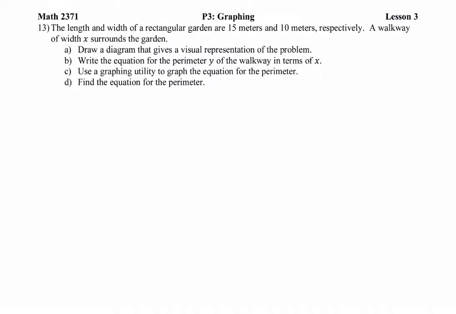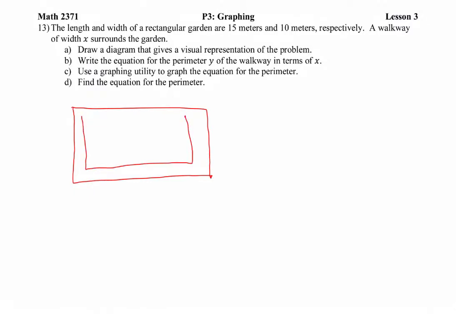So, the length and width of a rectangular garden are 15 meters by 10 meters respectively. A walkway of width x surrounds the garden. Draw a visual diagram that represents this problem. So we have a rectangular garden that is 15 meters by 10 meters, and we have x around it.